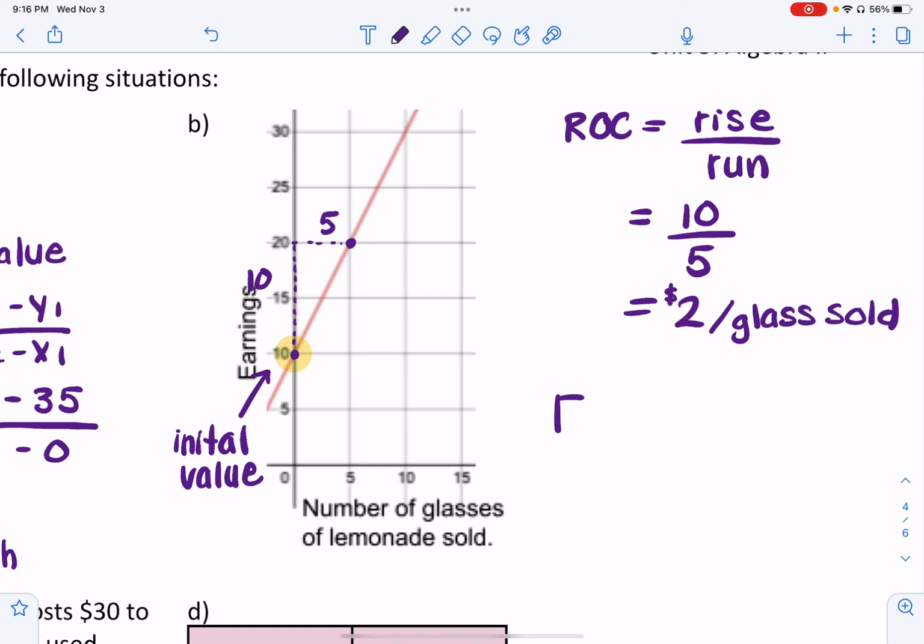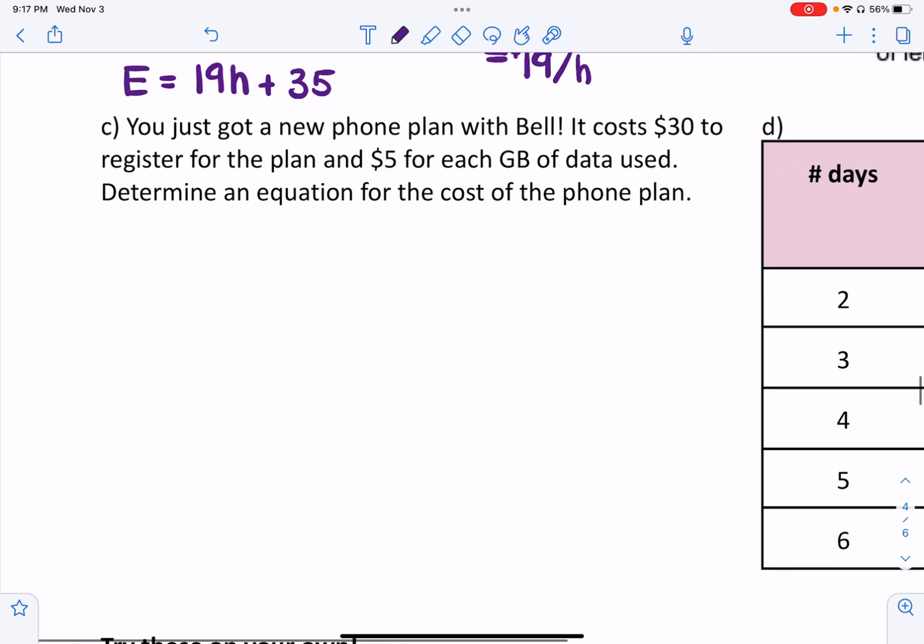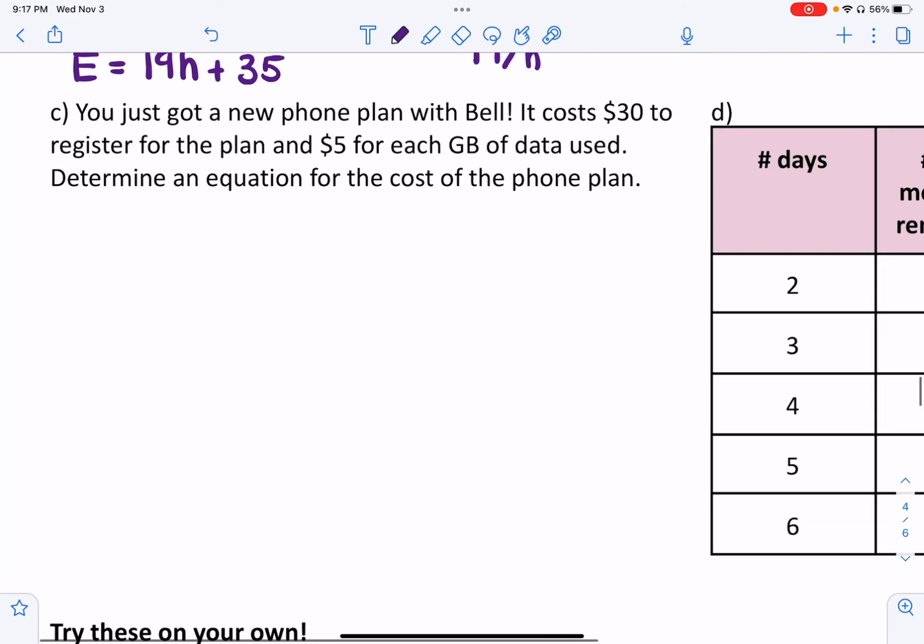So my earnings will be $2 for every glass of lemonade sold, plus that $10 I already started with. Okay, we'll try a couple more, and then you can try a few on your own.